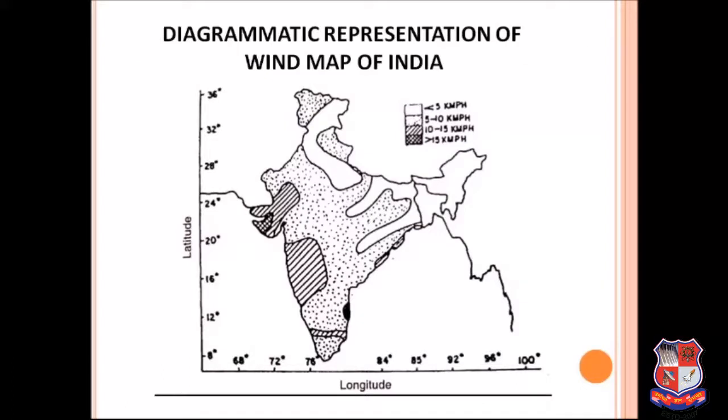Here is a diagrammatic representation of the wind map of India. It shows the distribution of wind at different places. These wind types can help us by giving us a lot of other data. Wind maps showing annual distribution, daily average, wind speed.